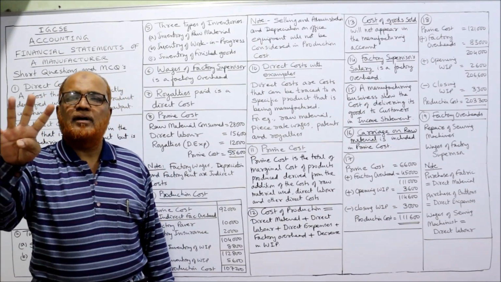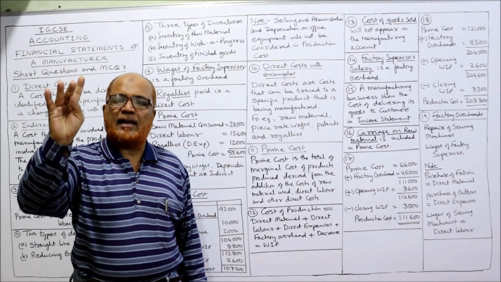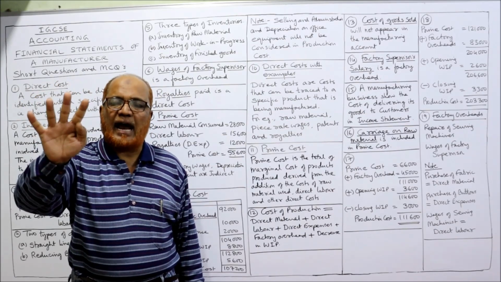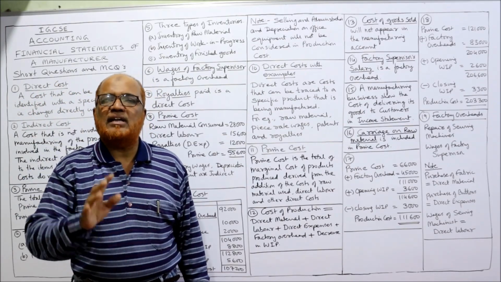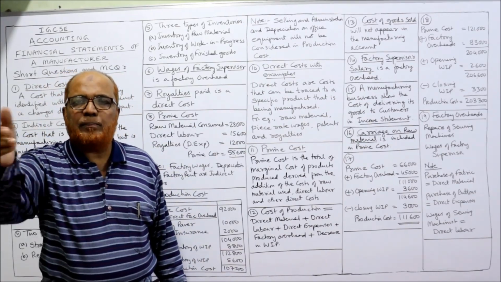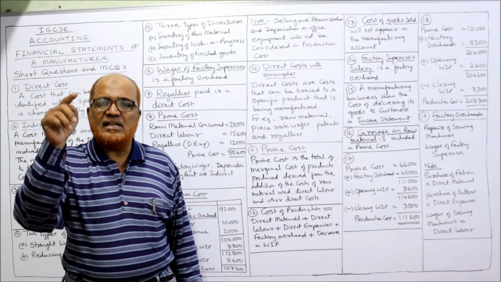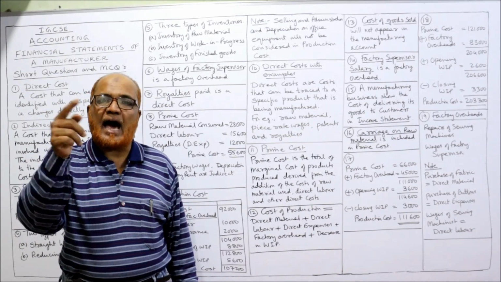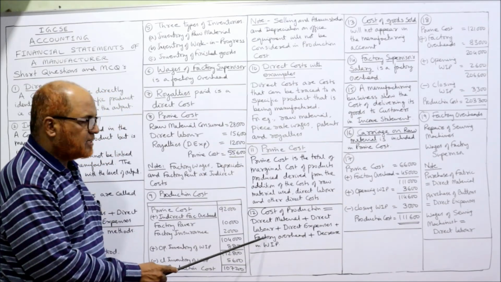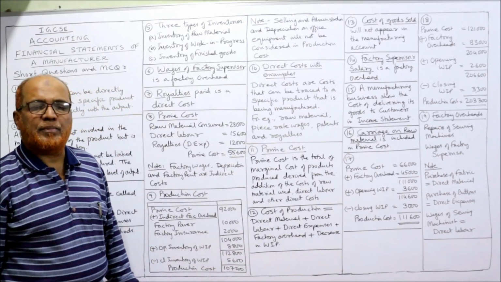So first four items: direct material, direct labor, direct expenses, plus factory overheads. After adding factory overhead, you have to see whether there is increase or decrease. If there is increase in WIP, minus. If there is decrease in WIP, add. So here add decrease in WIP. This is the formula for cost of production.